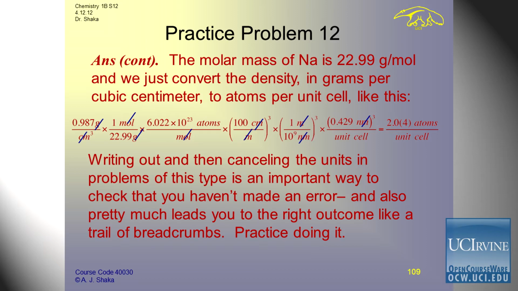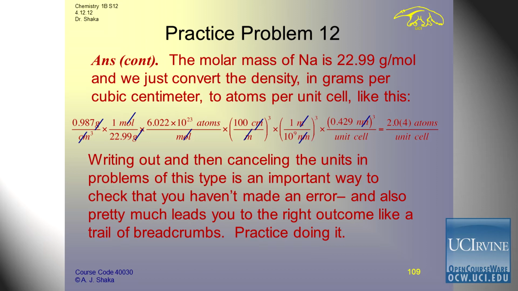And then I want to convert to nanometers. So I know how many atoms there are in a nanometer. So if I don't recall what the conversion is from centimeters to nanometers, I convert first centimeters to meters, and then I convert meters to nanometers. Now I've got atoms per cubic nanometer, but I know how many cubic nanometers are in a unit cell. Now I've got atoms per unit cell.